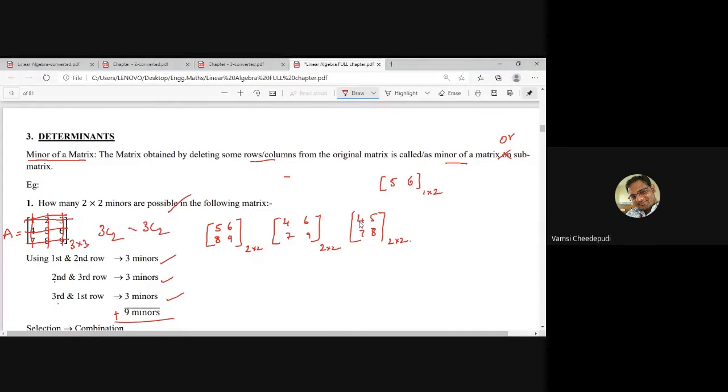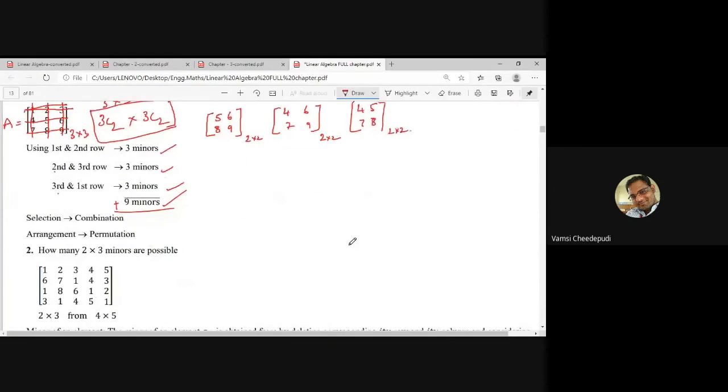3C2 into 3C2, this combination will give you the 3C2 value, which is 3, and here also 3. 3 into 3, 3 3s are 9 minors. So that will be the answer. And I will generalize that. I want to take a formula to that.